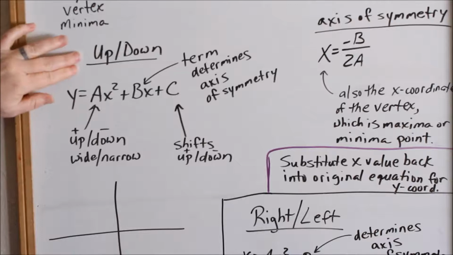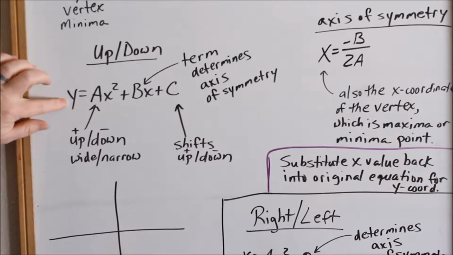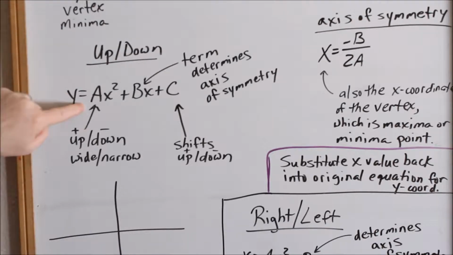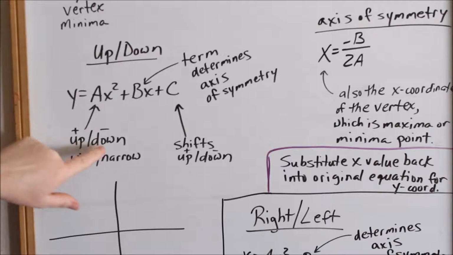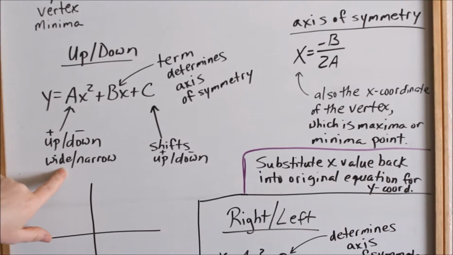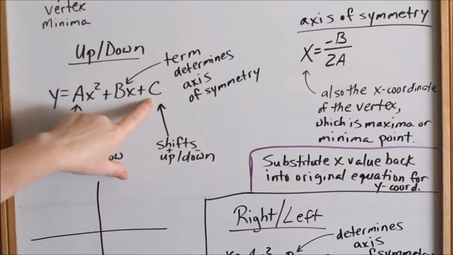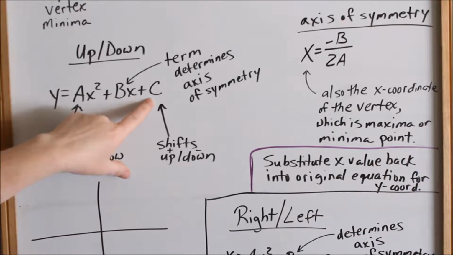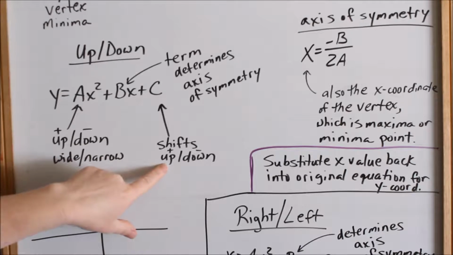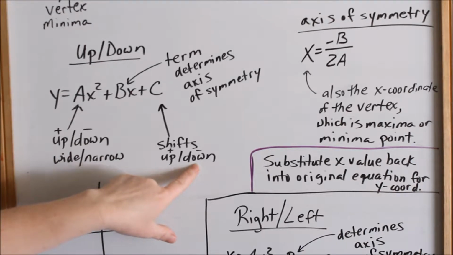So if we're talking about up and down parabolas, here is the general equation, and remember this coefficient will tell you if it's facing up or down. If that coefficient is positive, it's up. If it's negative, it's down. That coefficient also tells you how wide or narrow the parabola is. This whole number at the end shifts the parabola up or down. If it's a positive number, it shifts up. If it's a negative number, it shifts down.